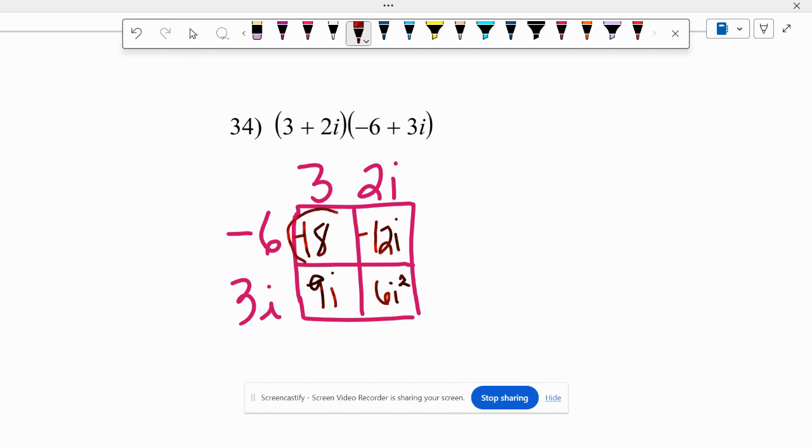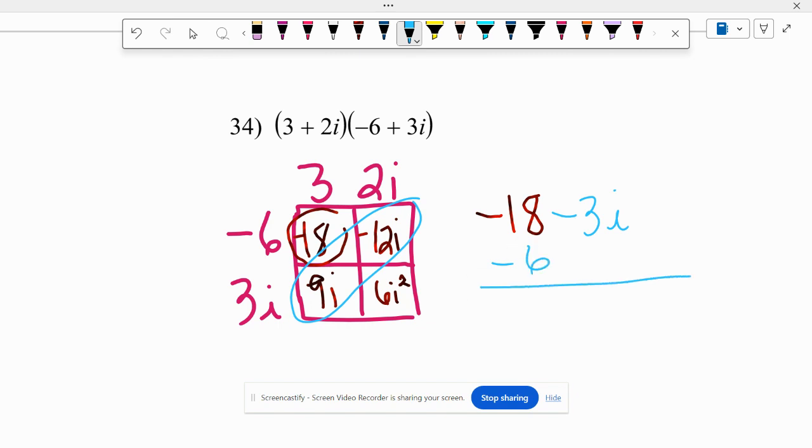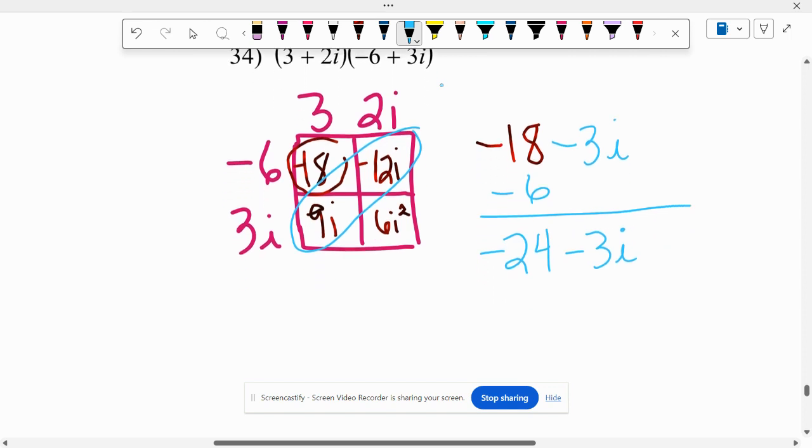Okay, so my first term is going to be negative 18. And then I can combine these two right here on the diagonal. What is 9 minus 12? So negative 3i. But Tyler, what is 6i squared? That's really negative 6. So negative 18 and negative 6 give me negative 24 minus 3i. Makes sense. Are we good with that?